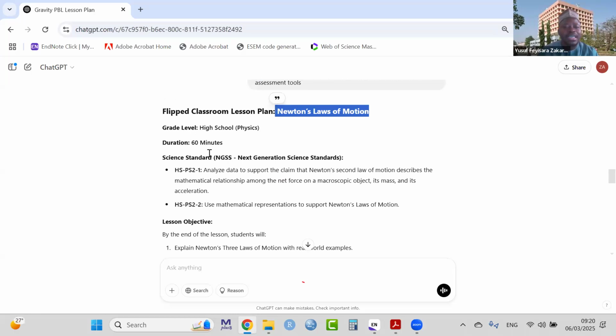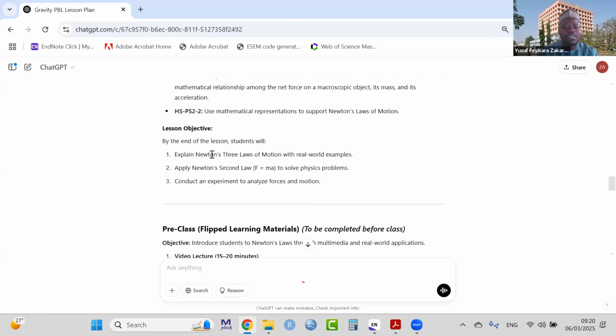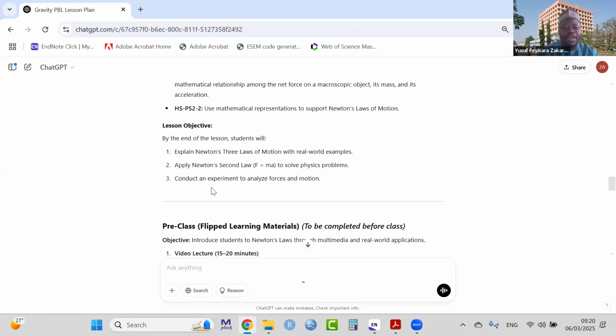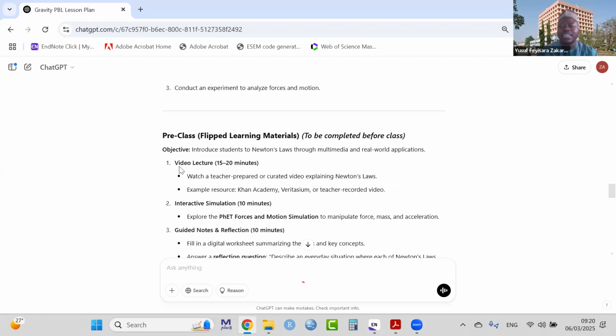The level is grade high school physics. The duration is 60 minutes. Then the standards are there. The learning outcomes, I think these are okay. You can explain, you can apply, you can conduct an experiment. Then in flipped classroom, you have to ask your students to read the course material and then use the class time for problem solving. That is flipped classroom. Unlike in traditional classroom, where the classroom will be for lecture and the rest of the time will be for homework. So in flip, you are reversing that process. You are bringing the homework to the classroom and you are bringing the teaching to home.